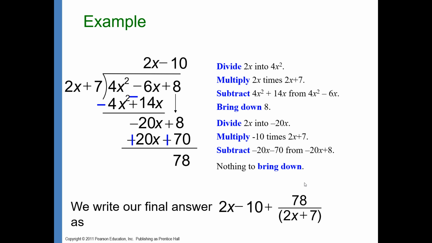The remainder theorem tells us that if I divide polynomials and the remainder is 0, then that tells me, actually it's called the factor theorem, that the denominator was a factor of the numerator. But if the remainder is not 0, as in this case, then 2x plus 7 is not a factor of the numerator, 4x squared minus 6x plus 8. Okay? Make sense?